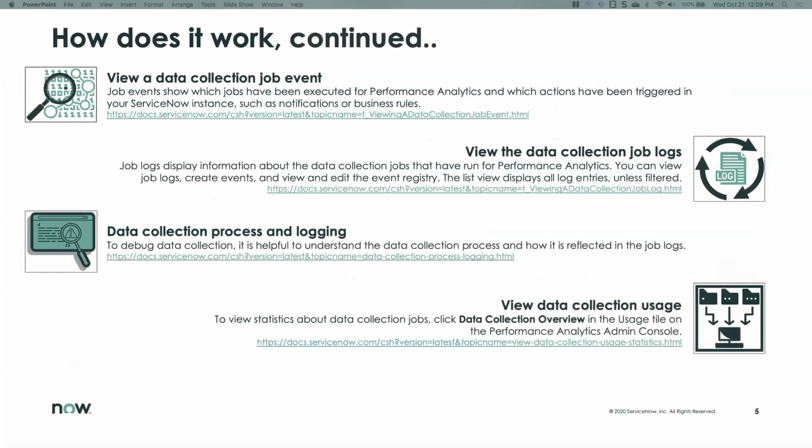So view data collection job events. When you look at a job event, you can see which jobs have been executed for PA and which actions, if any, have been triggered in your instance, such as notifications or business rules. So the data collection job event is a good source for you to go to see what has actually happened with that job, what was triggered, and so on and so forth.